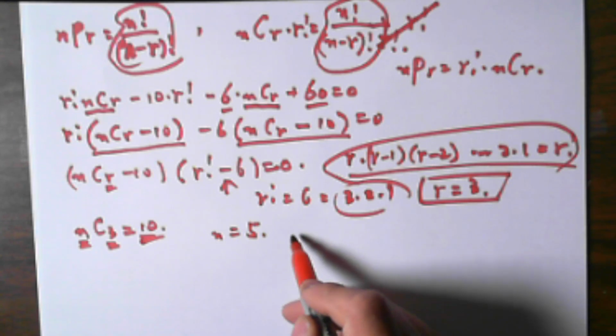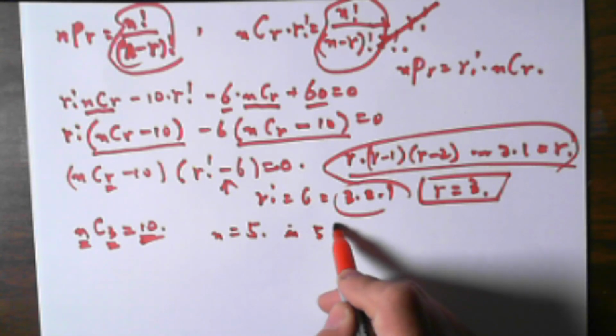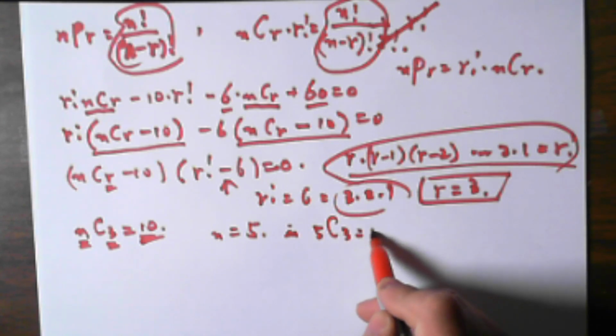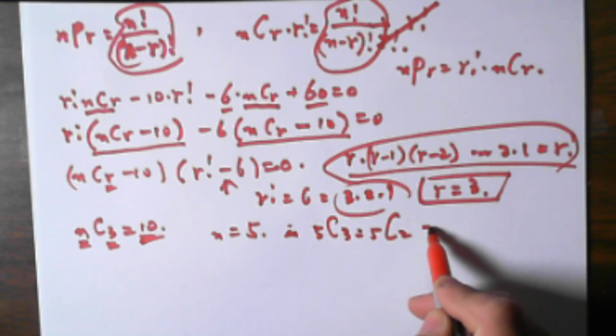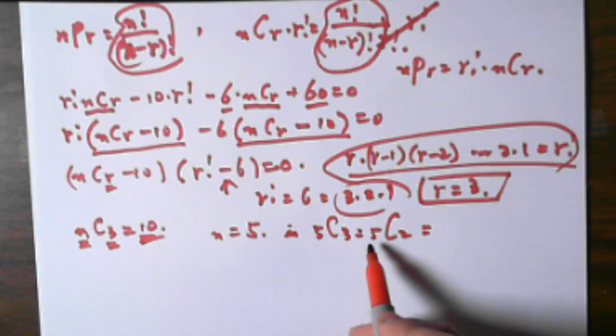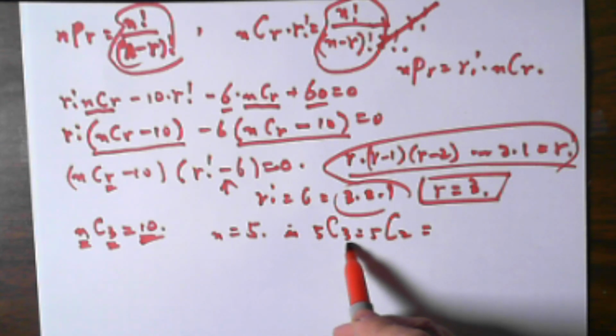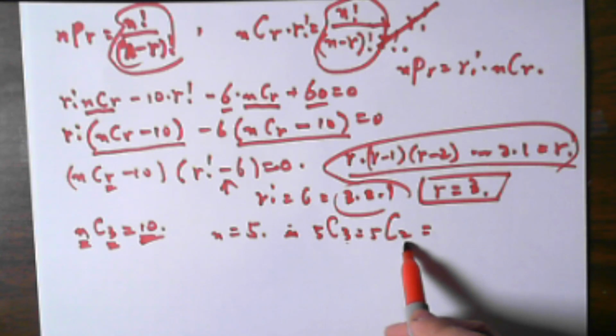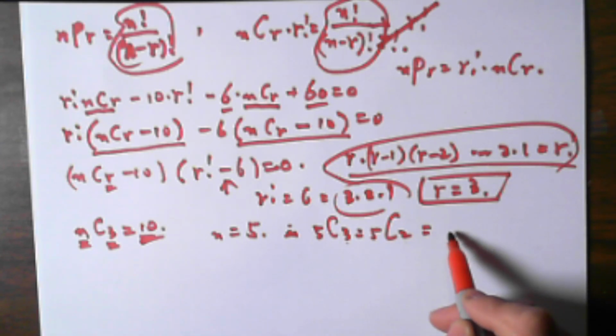Okay? Let's check. So 5C3 or 5C2, the same value, right? Always. Whenever we have an nCr, from this value take this out, then you can replace it here. So from 5 you take out 2, then 5C2. Okay, it must be 10.